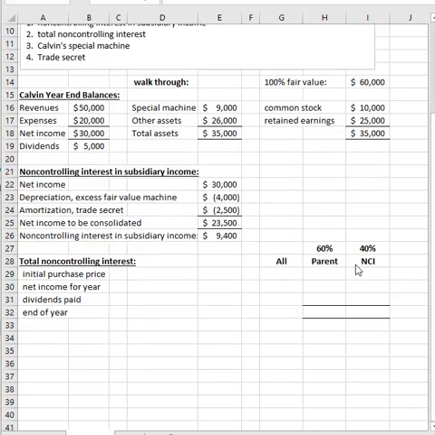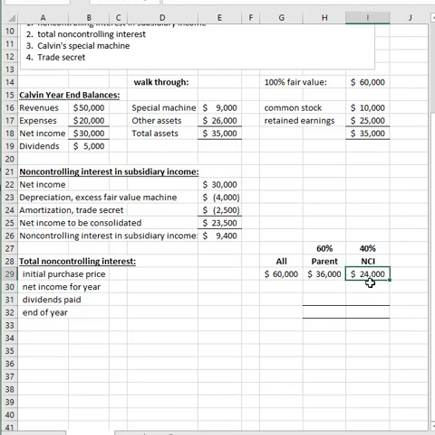So let's build it. I set up some column headings here. And in order to be very explicit about the 100% versus the 60% versus the 40%, I'm going to show all the columns here, for those of you that would find it really helpful. So the initial purchase price was the 60, and the parent was 60% of that. Non-controlling interest is 40% of that.